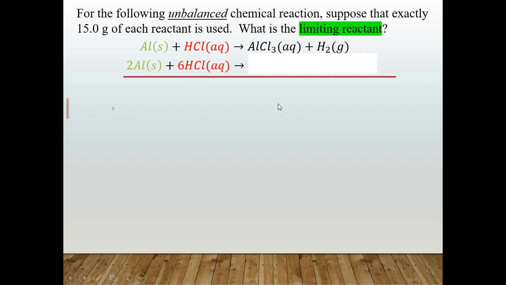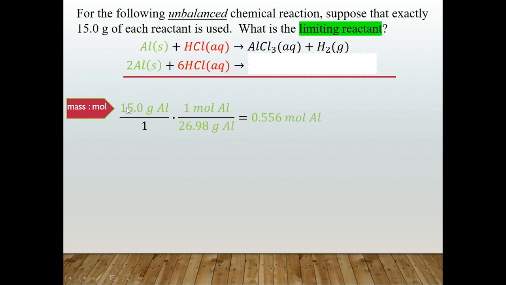All right, so let's go ahead and get going. For this one, you can go from mass to moles, okay? And it doesn't really matter what you start with for this one. I have just chosen to start with 15 grams of aluminum, which is the first reactant on the screen. Again, it doesn't really matter if you start with hydrochloric acid or aluminum. The process remains the same. So here I started with 15 grams of aluminum, which is stated in the problem. It says you were given 15 grams of each reactant. So you have 15 grams of aluminum, and again, you have 15 grams of hydrochloric acid.